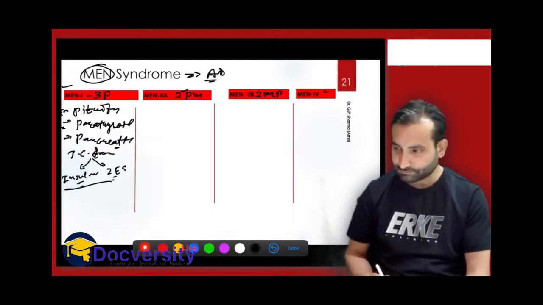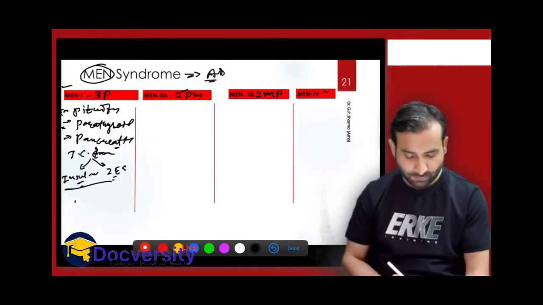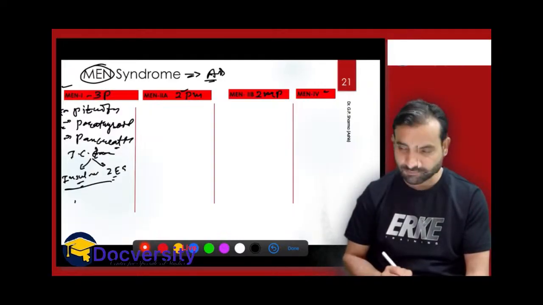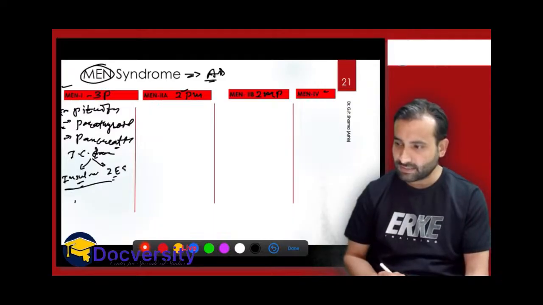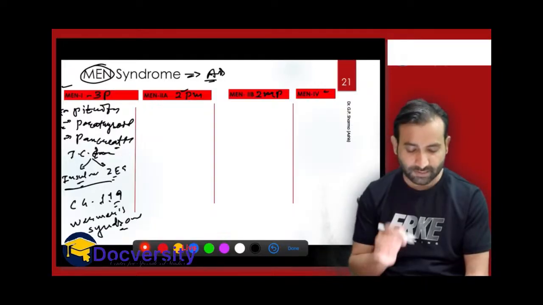And remember one more thing, MEN type 1 is present on chromosome 11q. So please remember, these are all questions. And it is also called Wermer's syndrome. This is MEN type 1.